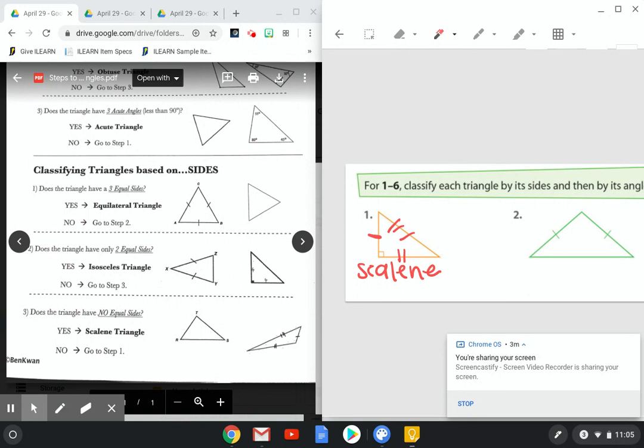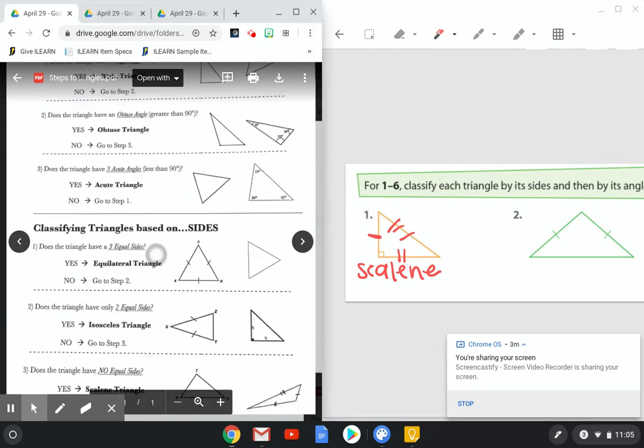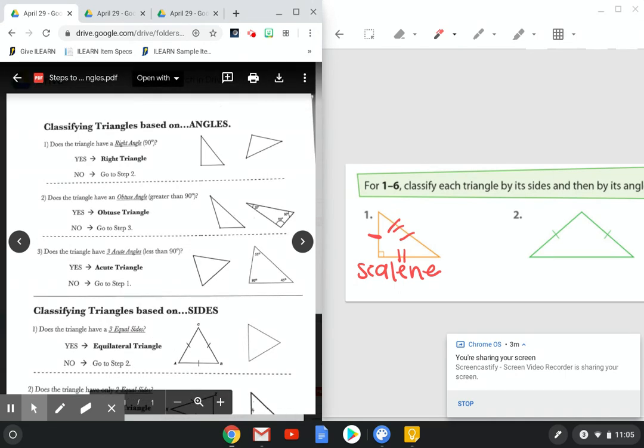Okay, so we did it by the sides. Now we have to classify by angle. So I'm going to go up to the top section of classifying by angles. Number 1 says, does the triangle have a right angle, 90 degrees? Well, this triangle has a square down in the corner, and we know that that square tells me that that's a right angle. So my answer to question number 1 would be yes. If I answer yes, then I don't have to go on, and I know it is a right triangle.